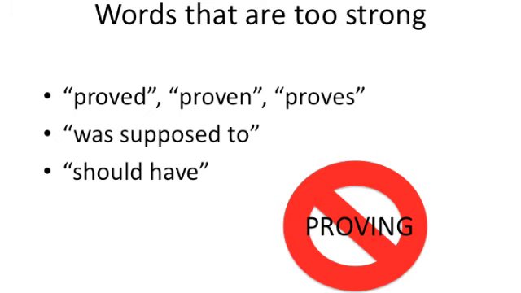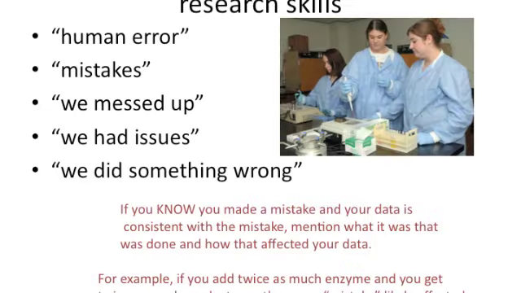We also want to avoid words that contain doubt about your research skills. So things like human error, mistakes, we messed up, we had issues, we did something wrong. These are things that are not really appropriate for a lab report either. If you made a mistake, then you just document what it was. You change the methods accordingly. If you know you made a mistake and your data is consistent with the mistake, then it's fine to mention that, or just change everything to fit that.